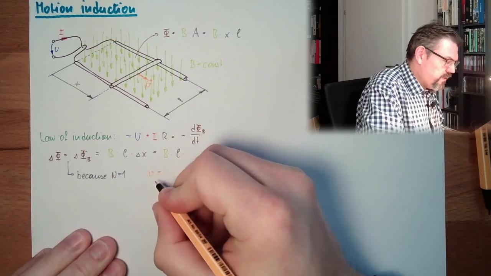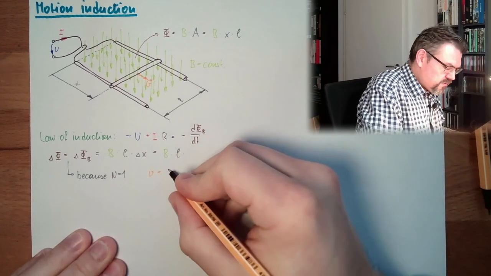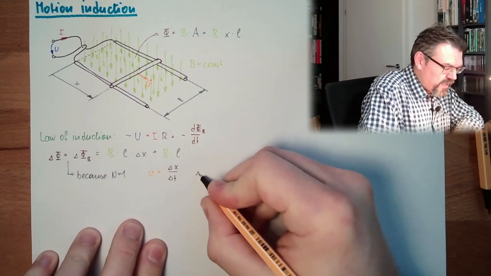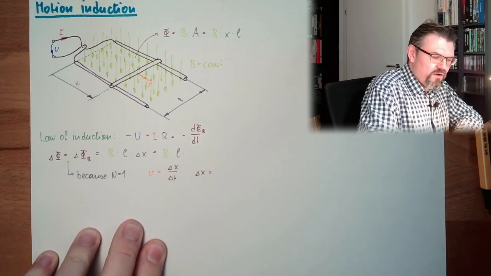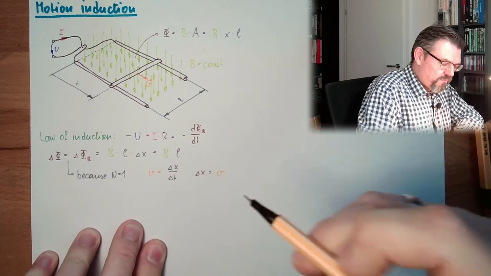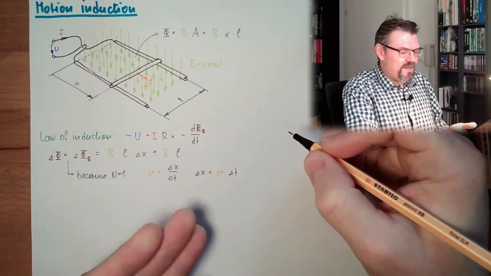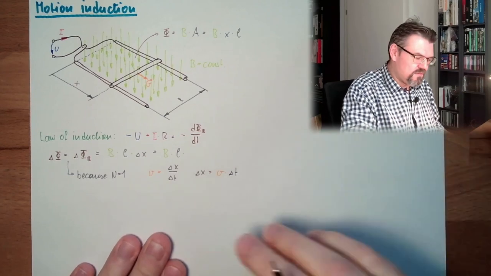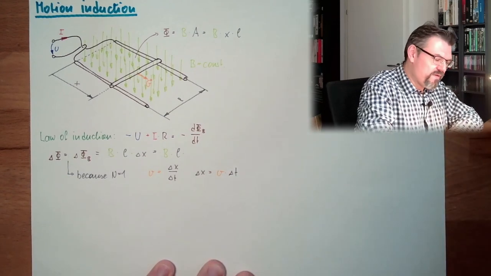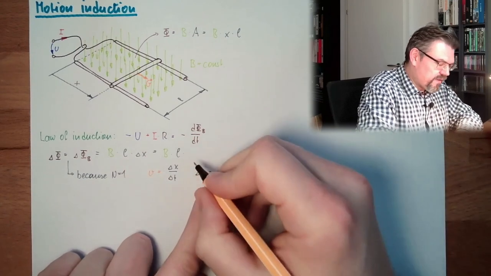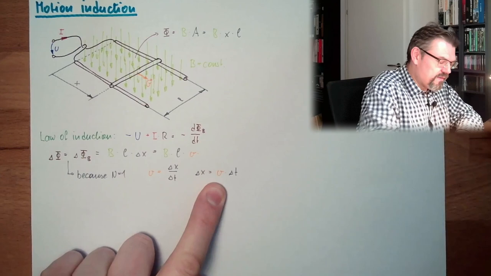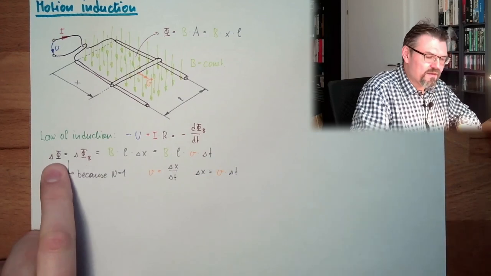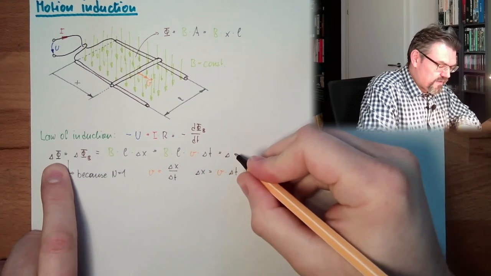Since our velocity equals the change in position divided by the change in time, the change in position equals the velocity multiplied by the change in time. This is clear. If I want to know how far I've got with a certain velocity, I have to multiply with the time I needed. So instead of delta x, I write velocity multiplied by delta t. And this is still delta phi.